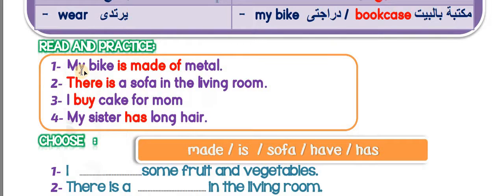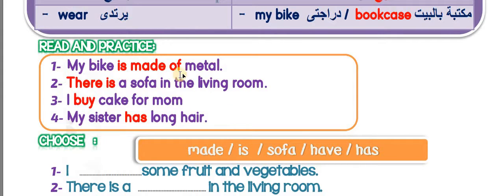نقرا كلمة الحاجات المهمة. my bike عجلتي is made of metal مصنوع منين؟ من metal. My bike is made of metal. there is a sofa. there is للمفرد و there are للجمع. there is يوجد sofa in the living room في كنبة في living room.